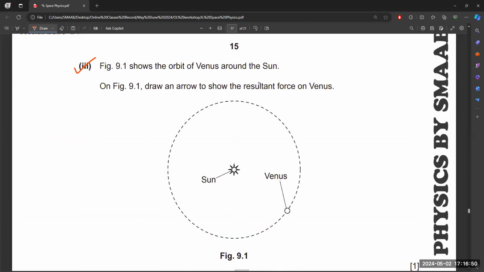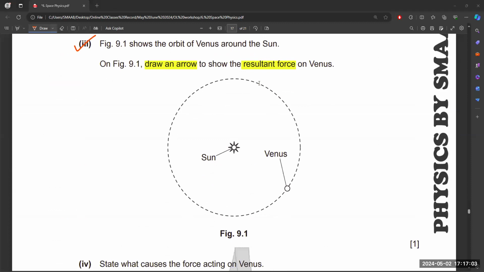And in part 3, figure 9.1 shows the orbit of Venus around the sun. On figure 9.1, draw an arrow to show the resultant force on Venus. In this diagram, we only need to draw an arrow to show the direction of the resultant force on Venus. We know that it is always towards the center of the circle, right? So this is the direction of the force.